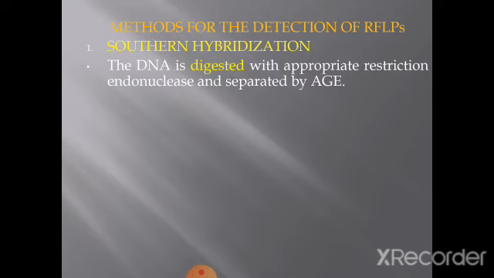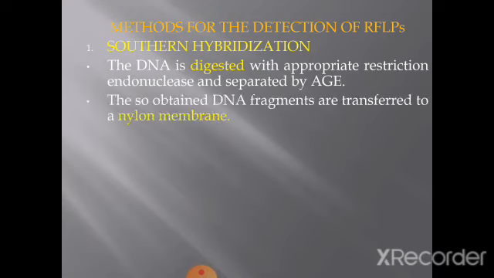So in this Southern hybridization, the DNA is digested with appropriate restriction endonuclease. You will get DNA fragments, and you can always separate out these DNA fragments by subjecting them to electrophoresis. And the electrophoresis type we use here is agarose gel electrophoresis. Then the DNA fragments obtained after agarose gel electrophoresis, you can shift to a nylon membrane.